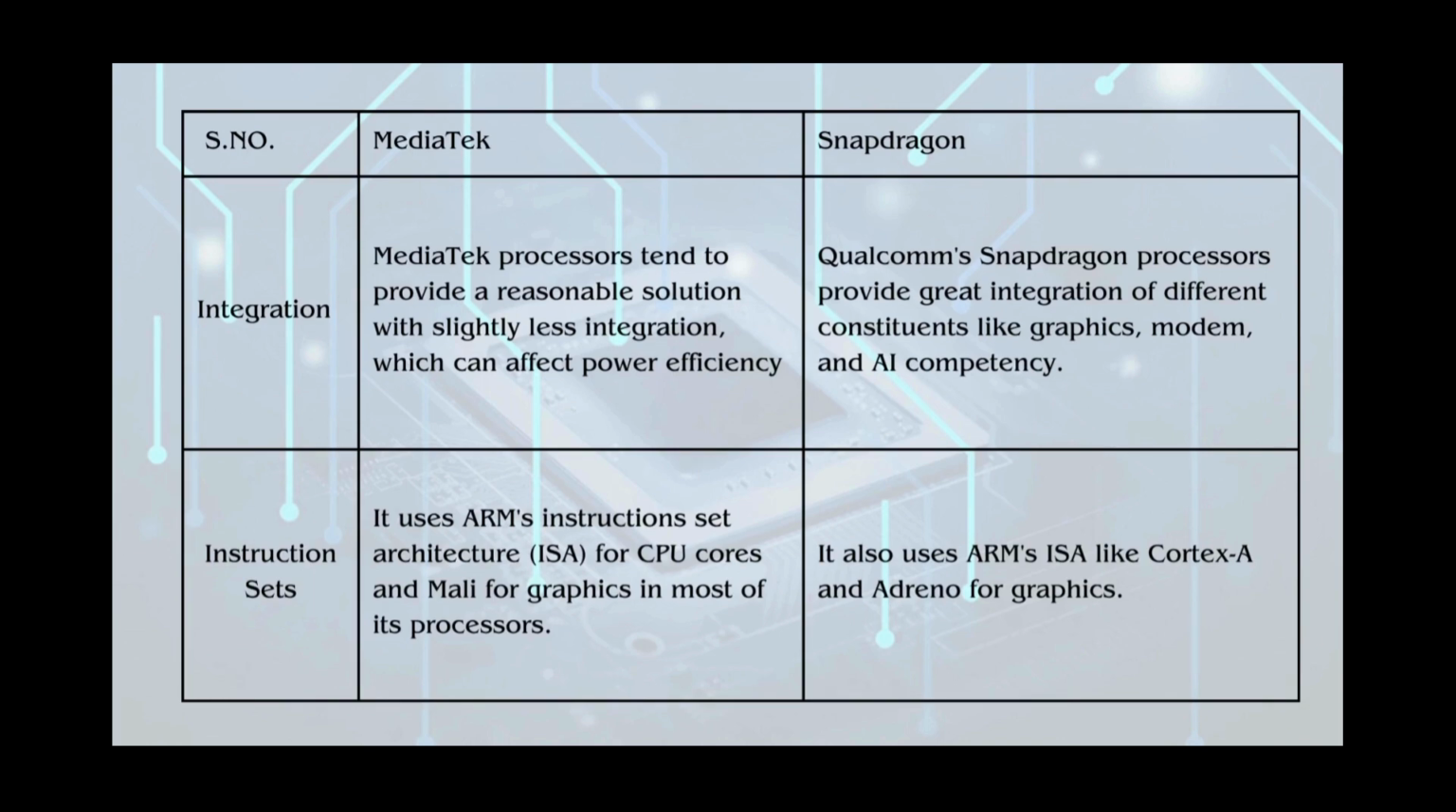Coming to the instruction sets, MediaTek uses ARM's instruction set architecture, that is ISA, for CPU cores and Mali for graphics. And most of the processors are available right now in the market. And in Snapdragon, it uses ARM's instruction set architecture like Cortex A and Adreno for graphics related tasks.